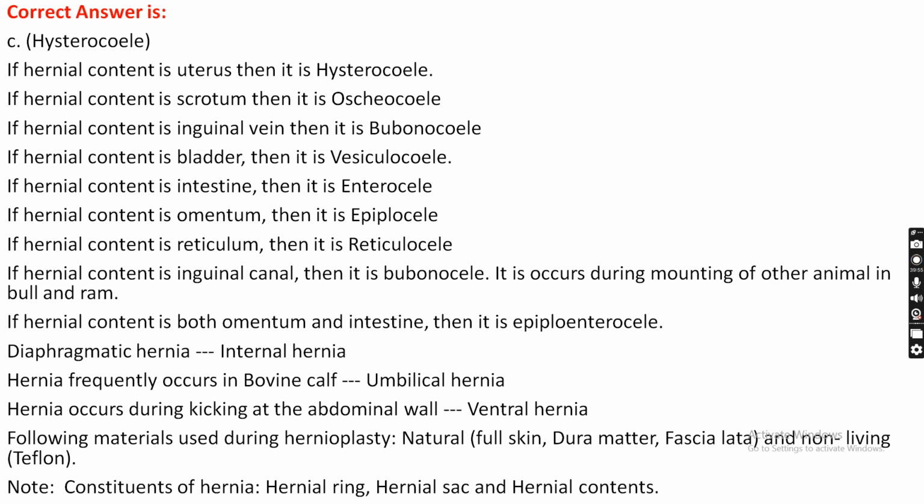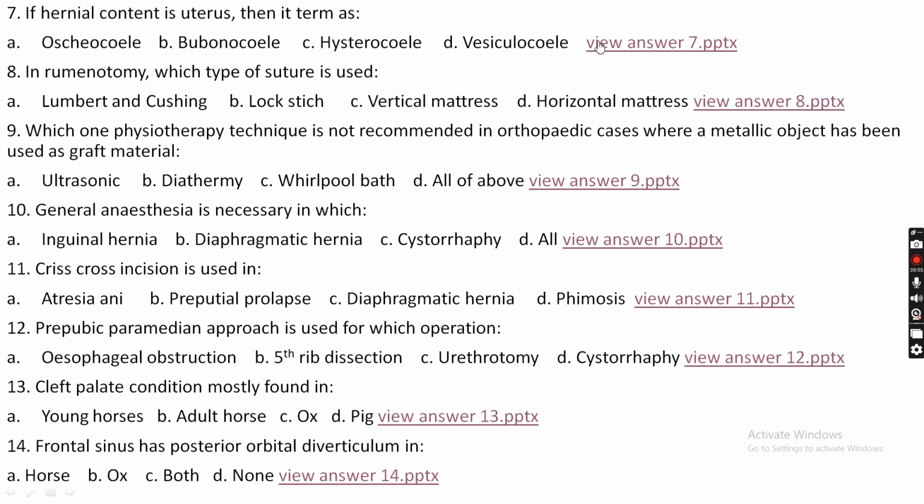If we see a hernia, it is mainly constituted of three things: a hernial sac, the hernial content which comes out, and the hernial ring.